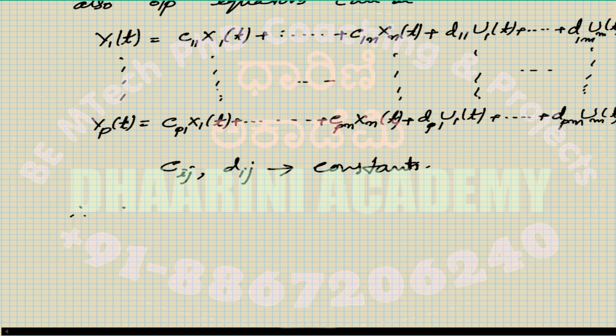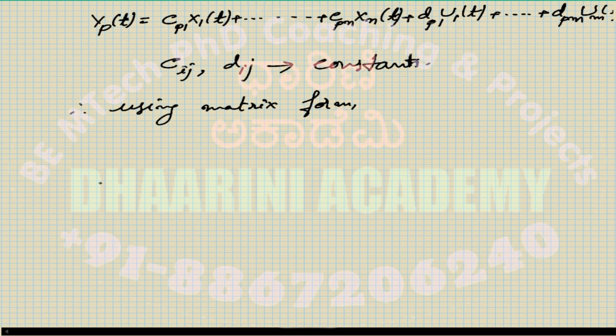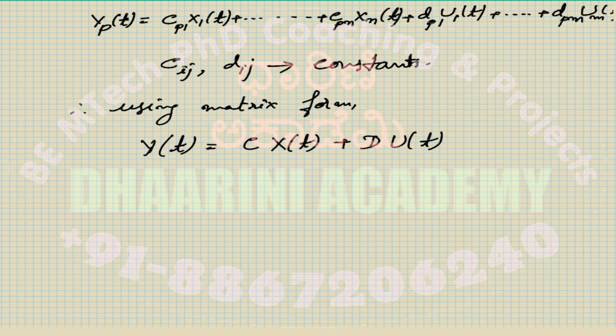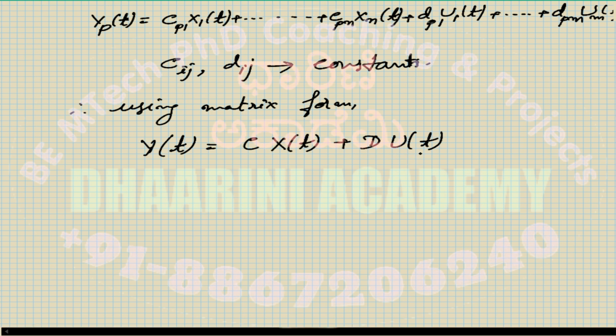Right. Therefore, using matrix form, we can try to write it in the following fashion. This is y of t, the final output, depends upon a matrix of coefficients c into the state variables, that is x of t, plus another matrix of coefficients into the input. Right, here u and x are already known. Y is the output. Y is the output vector.